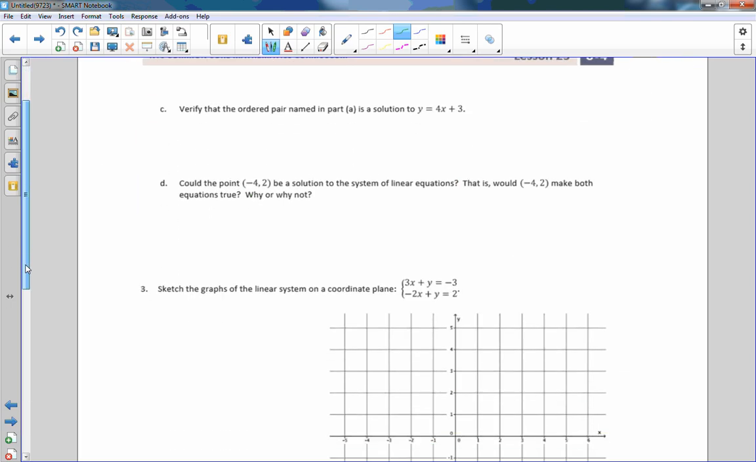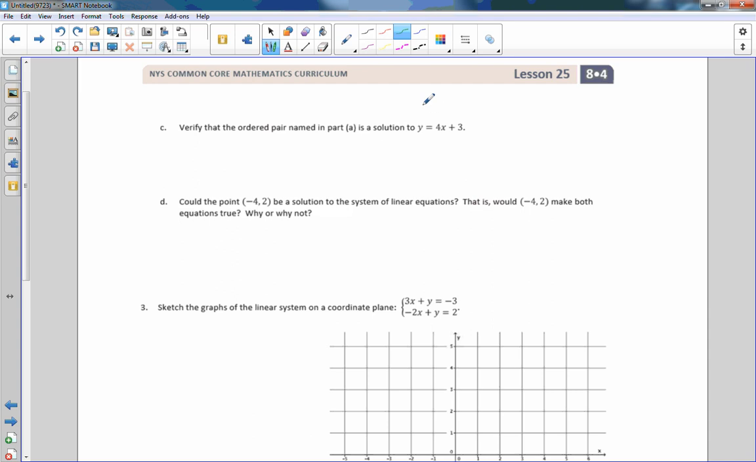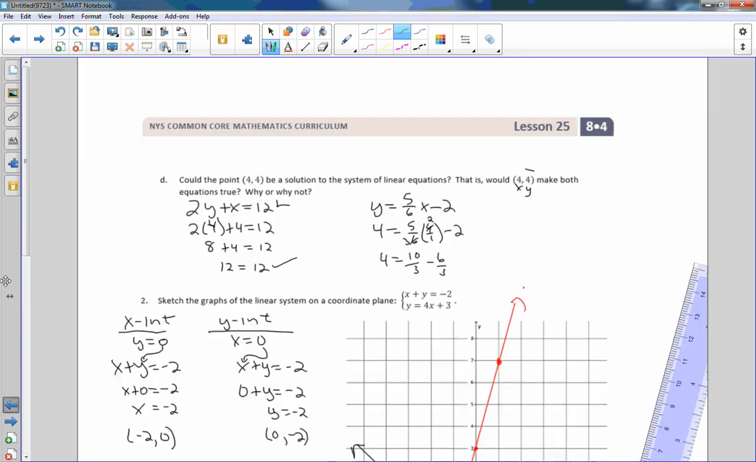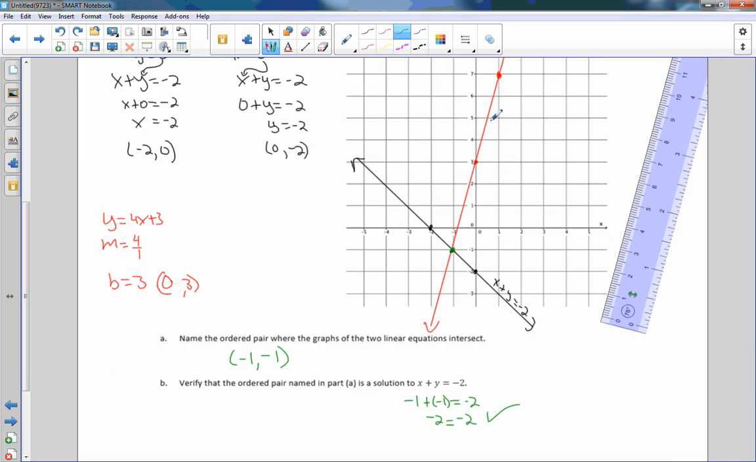Now C is asking to verify that the ordered pair (-1, -1) is a solution to this. So my y goes here, -1. This is x, it goes here, plus 3. So -1 equals -4 plus 3. -1 equals -1, and that is also true. So that means it is on the red line, and obviously it's right there.